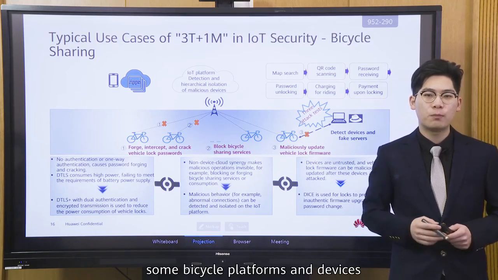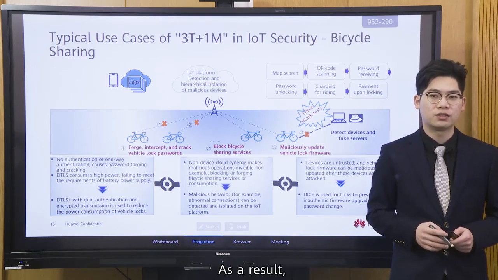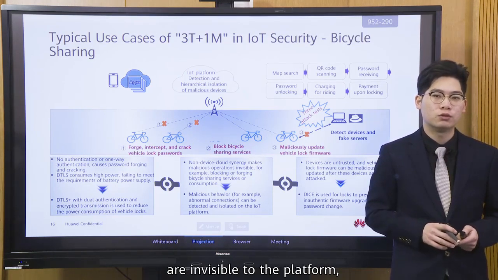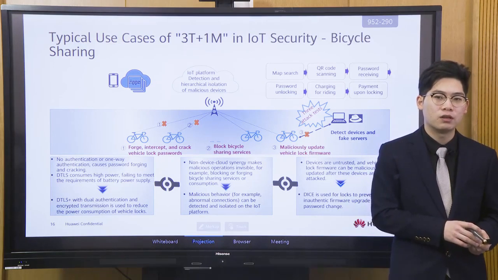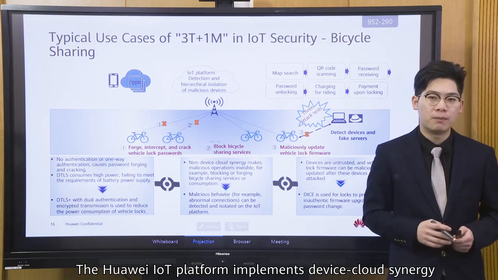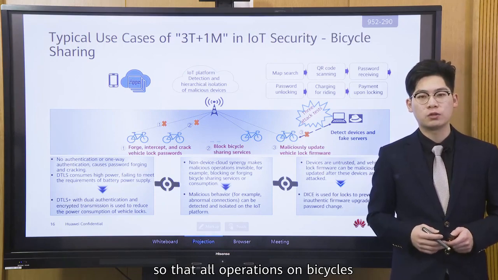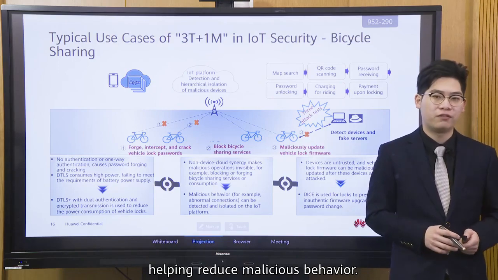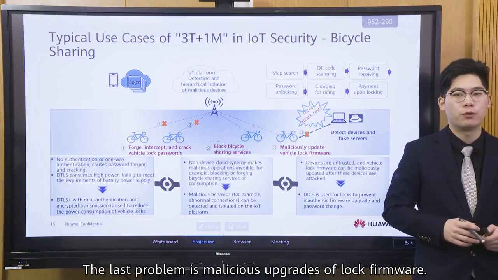Second, some bicycle platforms and devices may not be collaboratively connected. As a result, many malicious operations on bicycles are invisible to the platform, and the platform cannot identify damaged bicycles, so that the operating costs increased. The Huawei IoT platform implements device cloud synergy so that all operations on bicycles are visible on the platform, helping reduce malicious behaviors. The last problem is malicious upgrades of lock firmware.